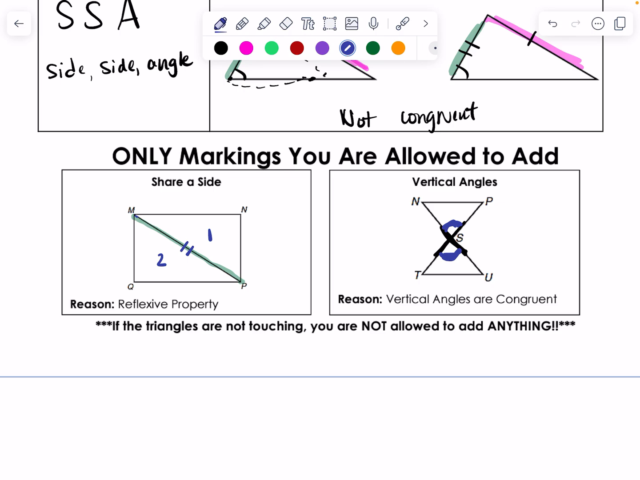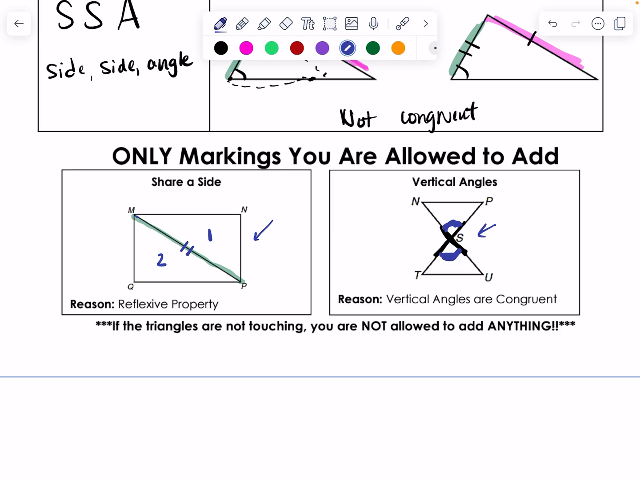But every other marking you can't add. Okay, if you do, you're just assuming, and assuming is not great. That's not what we're trying to do. We're trying to use the facts and the markings to prove that two things are the same. So again, vertical angles can be added and a side that's being shared can be added, and nothing yet. We'll add to this as we continue through the standard on what you can add to your picture.